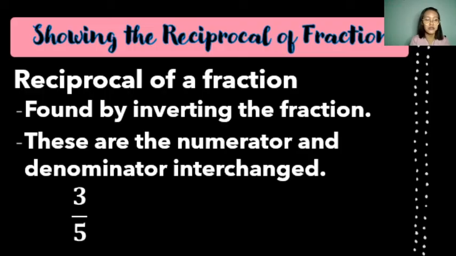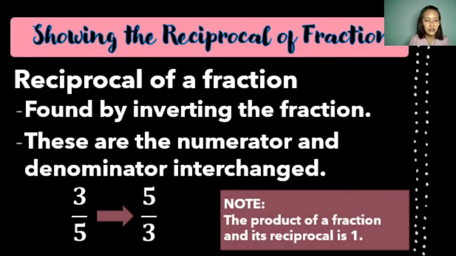Let's say we have 3/5. To get its reciprocal, babaliktarin or pagpapalitin lang po natin ang posisyon ni numerator and denominator. Si numerator, magiging denominator. Si denominator, magiging numerator. Ganun lang po yung concept ng reciprocal. So, this is applicable in getting the reciprocal of a proper fraction, improper fraction, mixed fraction, and whole number. But take note that the product of a fraction and its reciprocal is 1. Lagi po yan sa kahit anong fraction man yan.